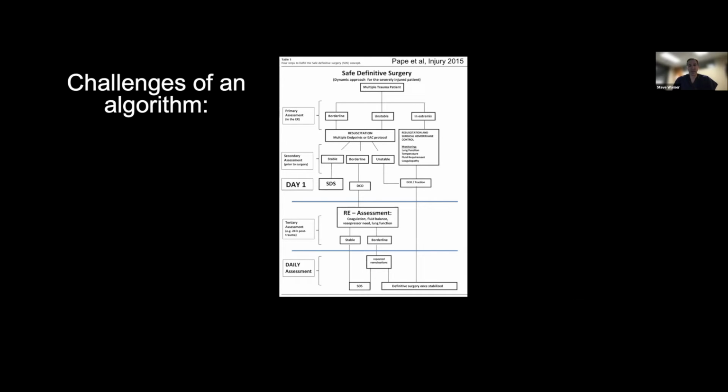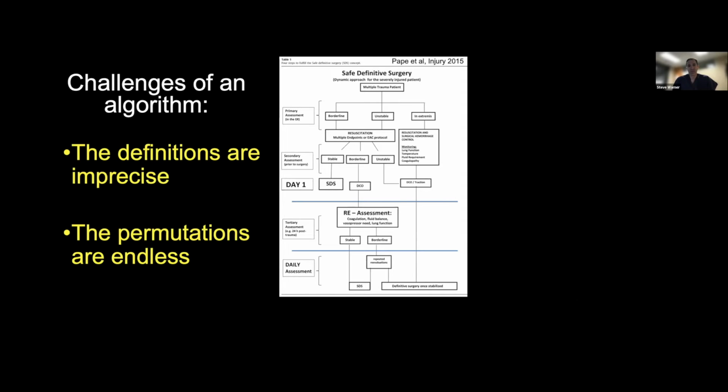And then you certainly realize the challenges of an algorithm like this, which are several, but two main challenges, I think, with an algorithm like this in a polytrauma patient is that these definitions are really imprecise. What makes a borderline or unstable patient, which is then going to dictate what you do, is an imprecise definition based upon lots of factors. And also the permutations that you can imagine with all of these polytrauma patients, their injury characteristics, what types of injuries they have, as well as their physiologic status. The permutations are essentially endless. And so how to place them in this protocol can be challenging.